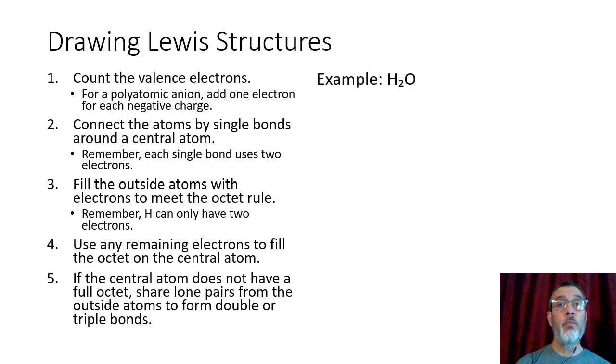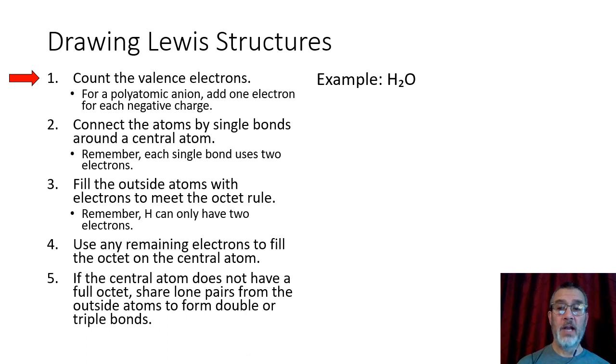For example, if we wanted to draw the Lewis structure of H2O, well, our first step is to count the valence electrons that we have available. I'm not going to worry about drawing the Lewis dot structures of each atom. I just want to know how many electrons.